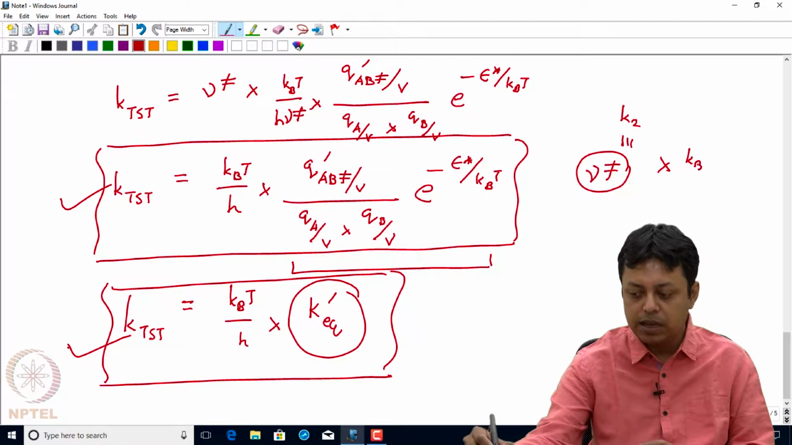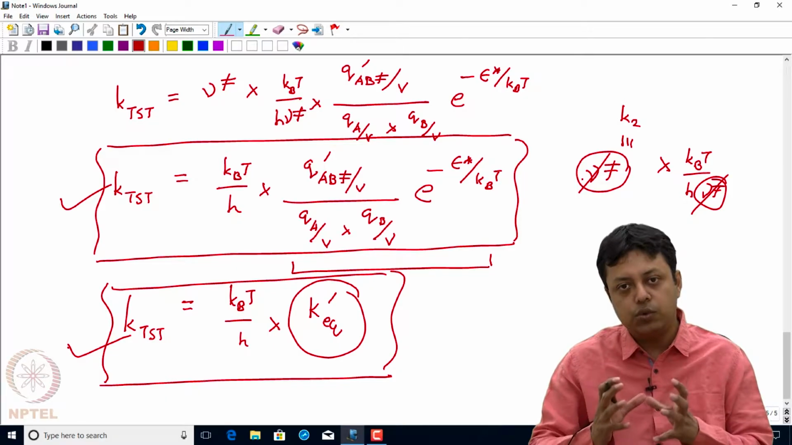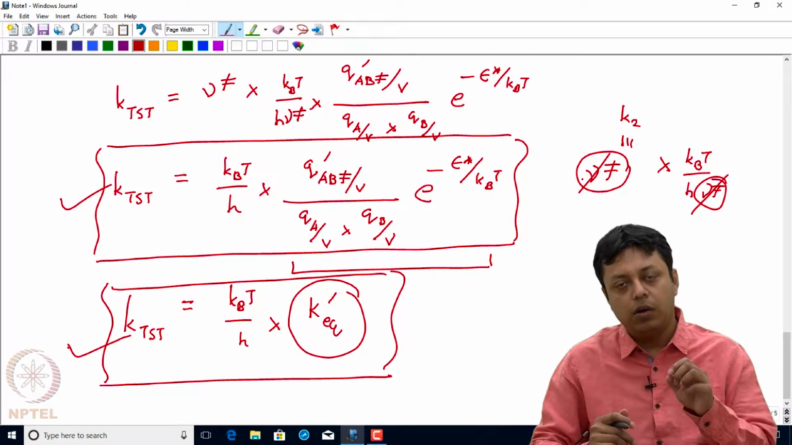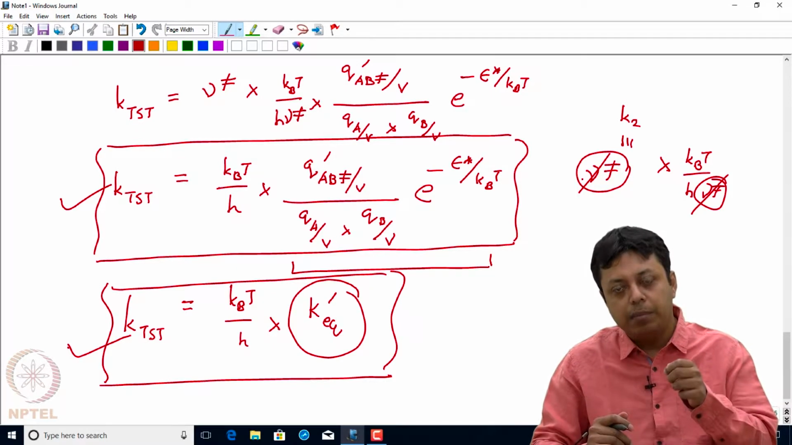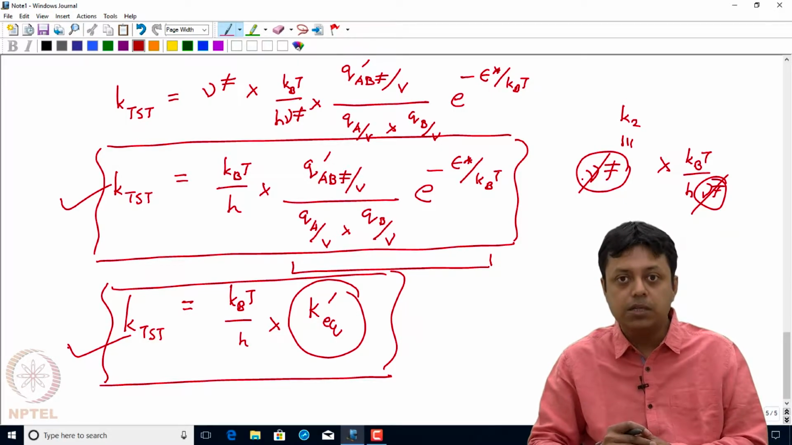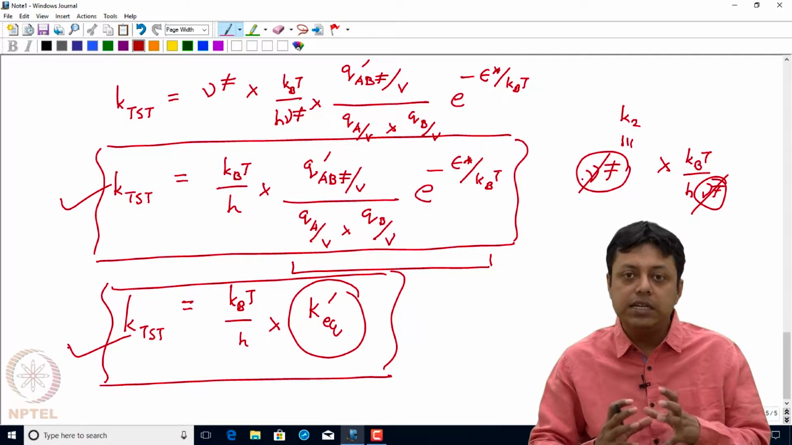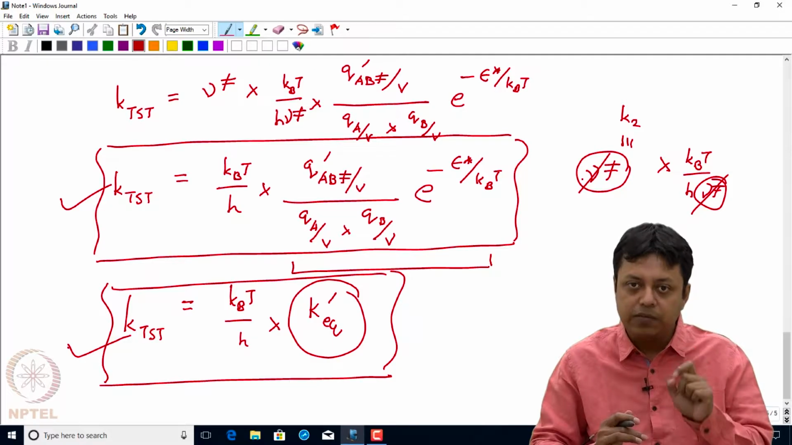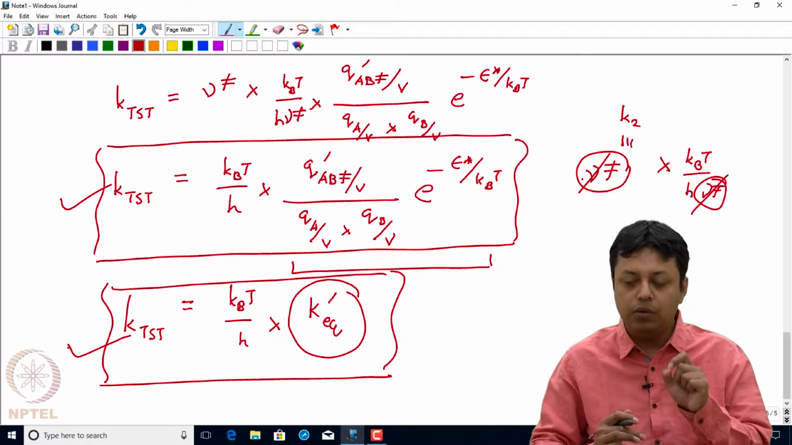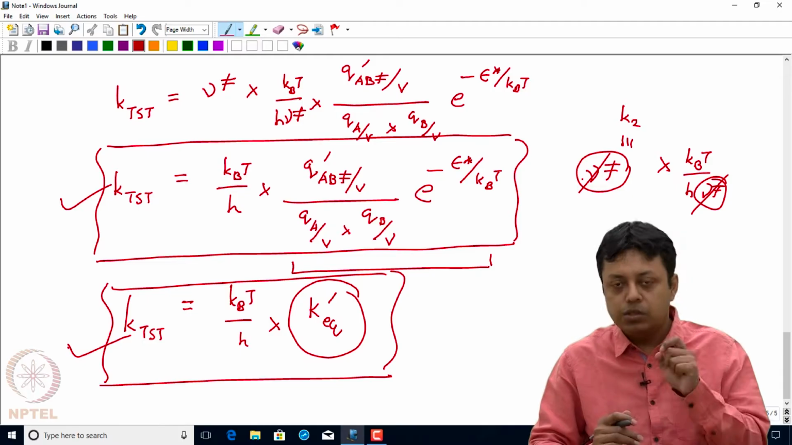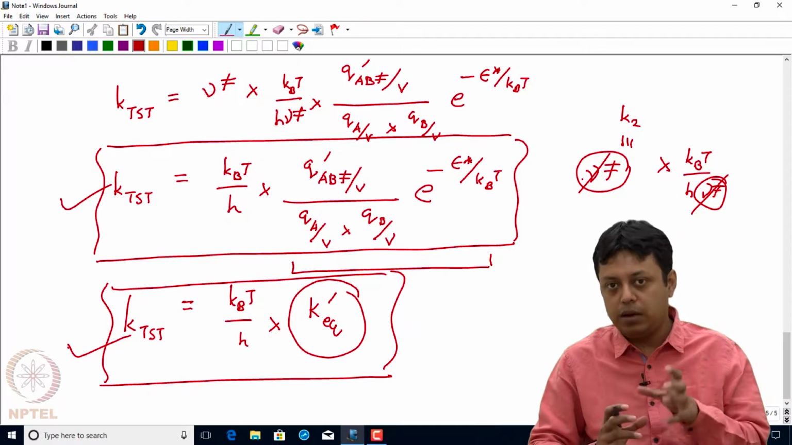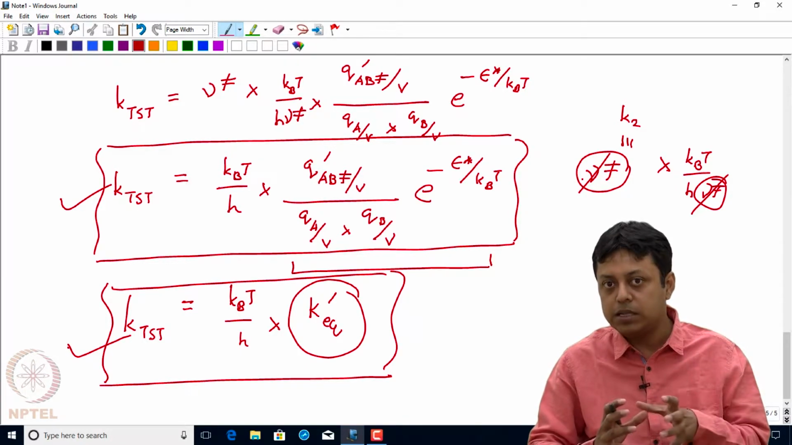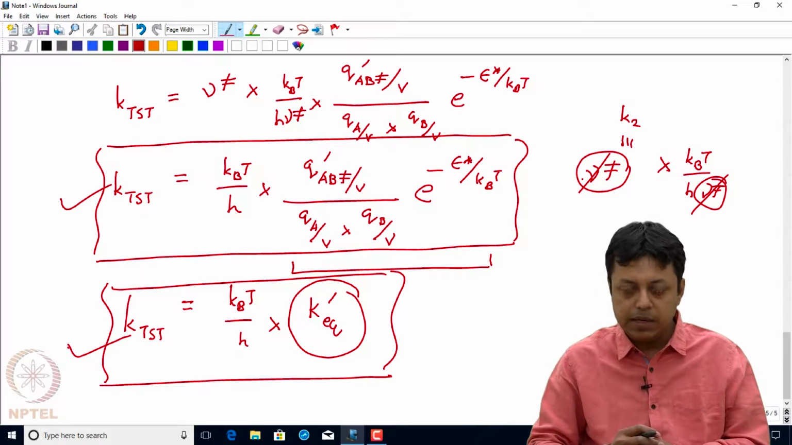a factor which is kBT by h into nu dagger, and this nu dagger now cancels out, which we have seen. So we do not need to actually focus much on characterizing which vibration gives rise to the product, or identify the specific reaction coordinate, how the reaction is occurring. So we do not actually need to focus too much on the dynamics.